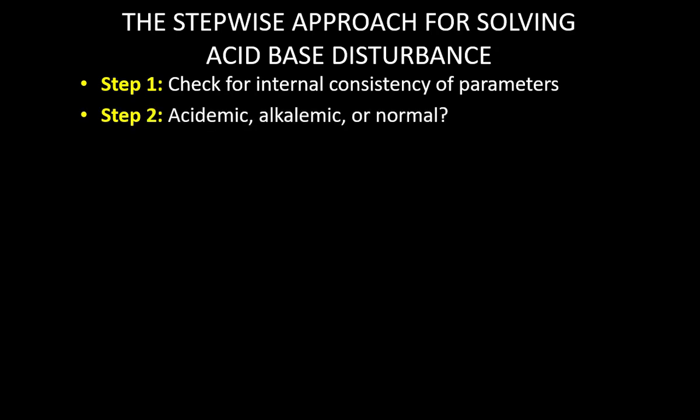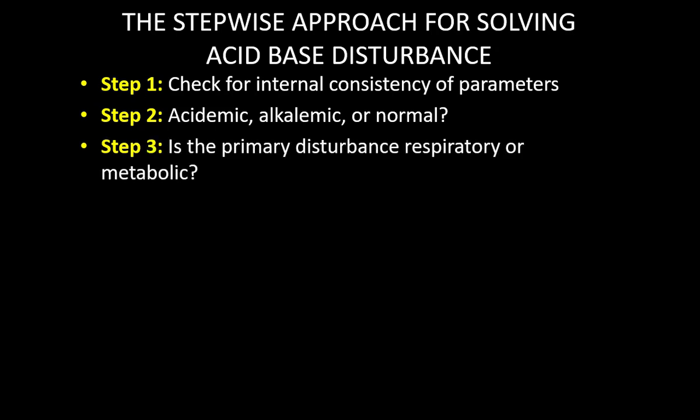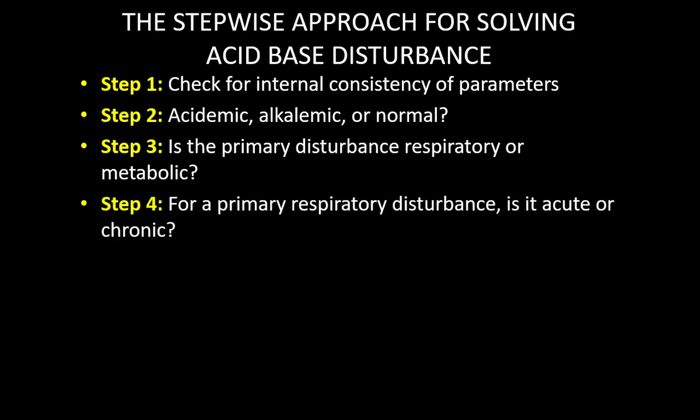Step 2 is to identify acidemia, alkalemia or normal. So whether this gas is acidemic or alkalemic or normal. Step 3 is to identify the primary disturbance. So we have to identify whether respiratory or metabolic, which one is primary. Step 4 is for primary respiratory disturbance. Look at whether it's an acute respiratory disturbance or a chronic respiratory disturbance.